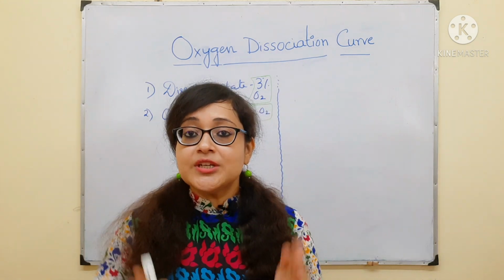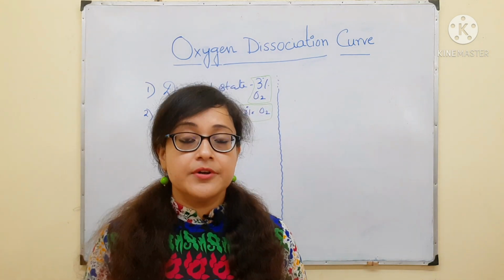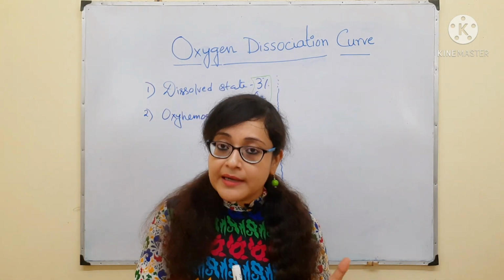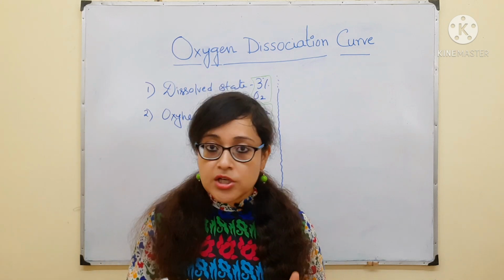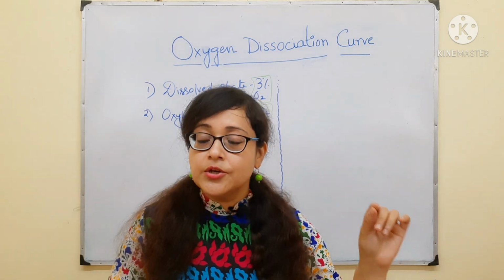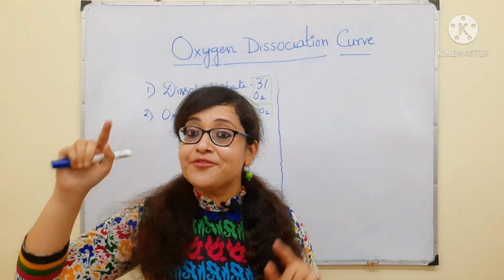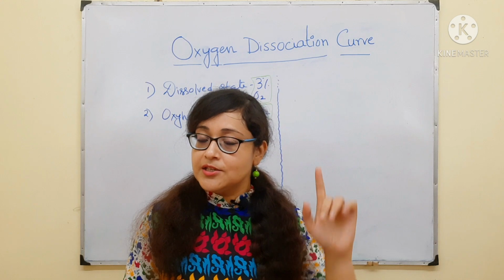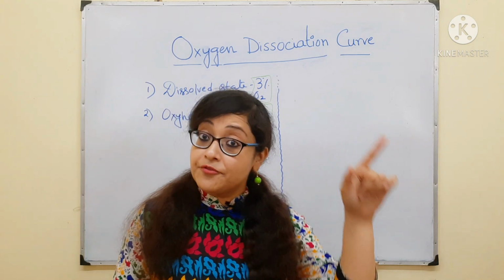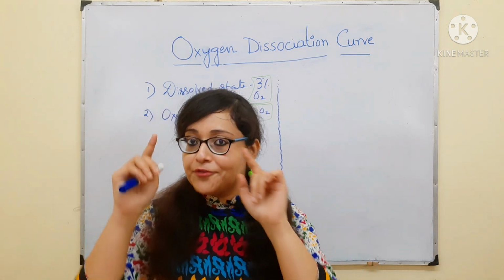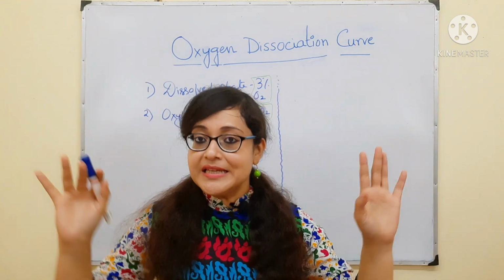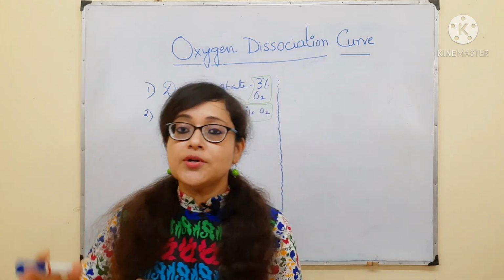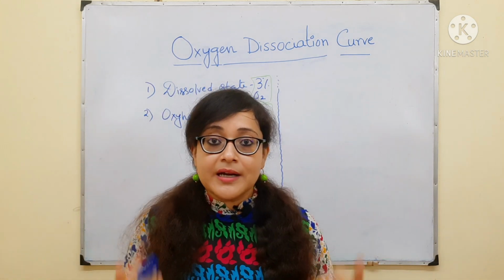Before going into the detail of the oxygen dissociation curve, you should learn some basic things. Blood carries oxygen from the lungs to the heart and from the heart to the different body cells. Now the question is, how does this transport of oxygen occur through blood?